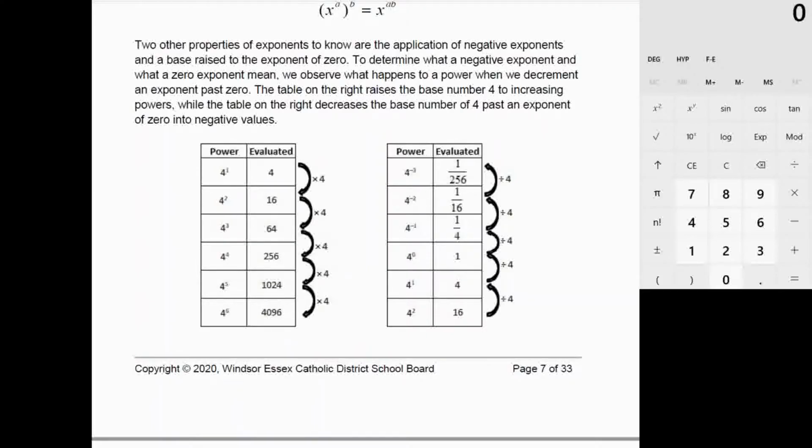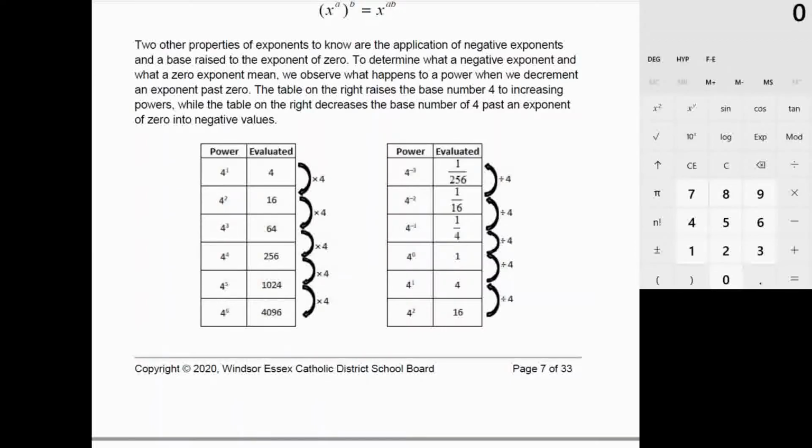So if we take our base of 4, and let's increase our exponent by 1 each time. On a table of values like this, we would be multiplying by 4 every time we move down a step. So using that same idea, we can go backwards by doing the inverse operation. So we can divide by 4.